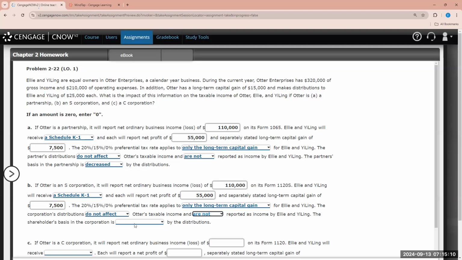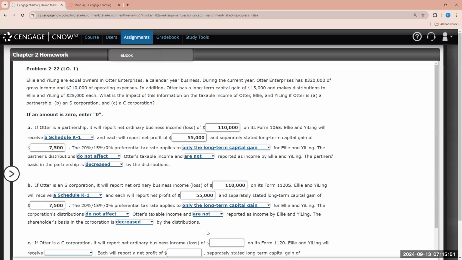The shareholders' basis in the corporation is decreased by the distribution. So you might be thinking, wait, the answer for partnership and for S corporation is totally the same. Correct, right? But one key thing to keep in mind is that with partnerships, let's say they're 50-50 owners, we can decide, hey, Ellie, she works in the business more than Yeeling. So instead of splitting it 50-50, the profit could have been split 70-40, right? Ellie received $70,000 because she worked in the business more, and Yeeling received 40,000. So that could be an option under a partnership.